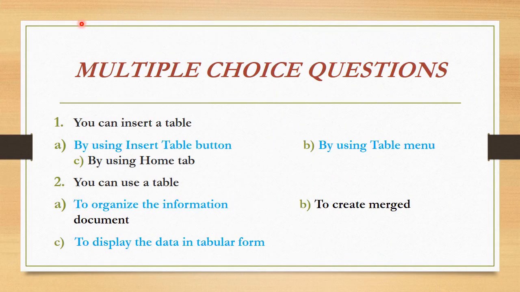Now the next question is of multiple choice questions. In this type of multiple choice question, your answers can be more than one option. You can select more than one option. Both are correct. It can be more than one correct answer.